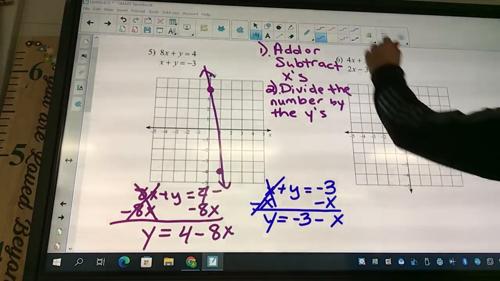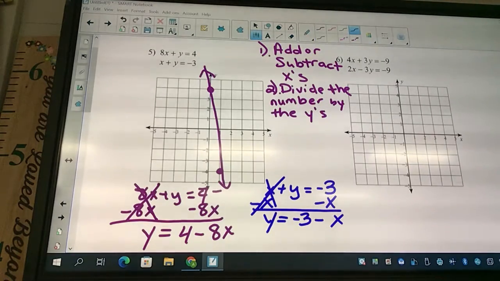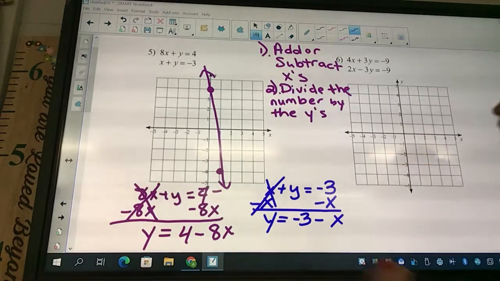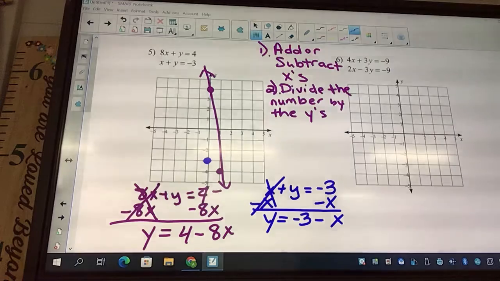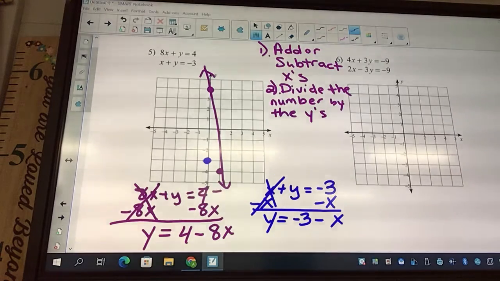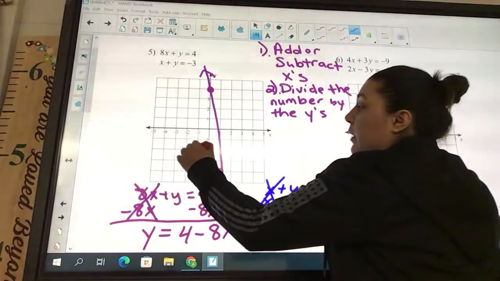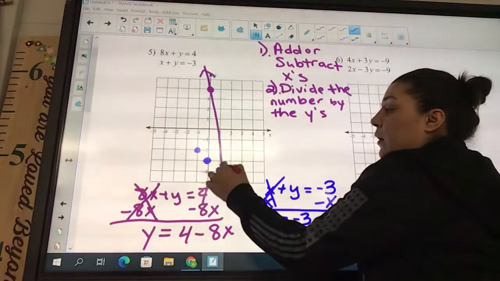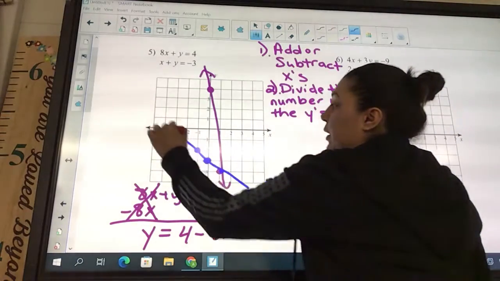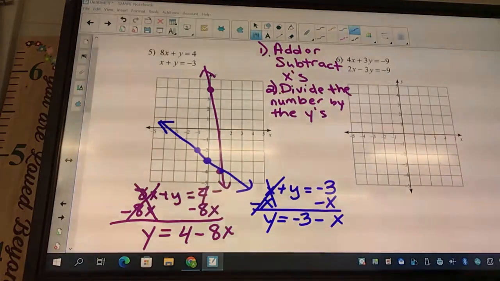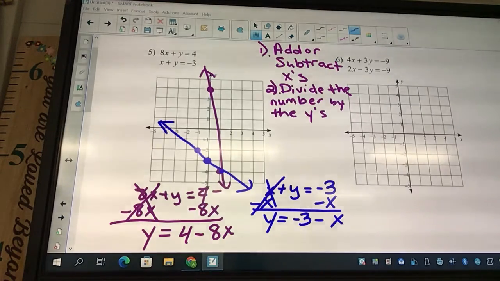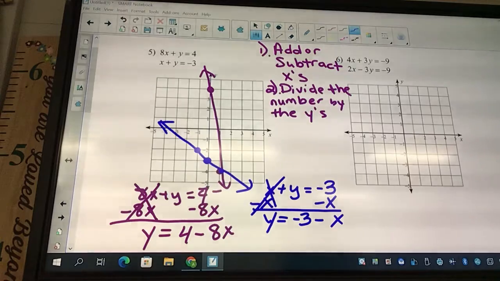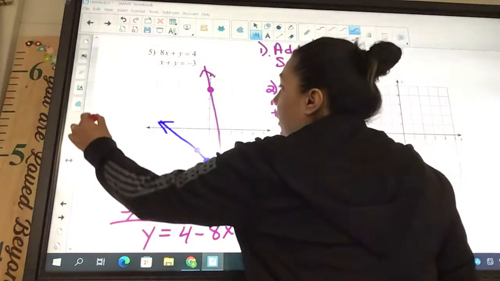Okay, for the y's, I start at what? Negative 3. Okay, and what is my slope? Negative 1 over 1. Okay, so we could say up 1 over 1. And you don't have to plot them all. And that intersection point is going to be where that blue dot and that purple dot are both going to be the same. Okay, and what is that intersection point? 1, negative 4.